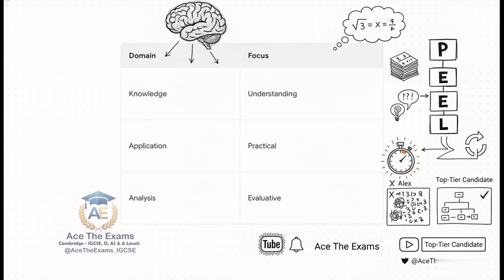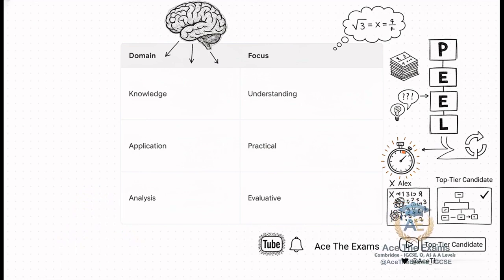Let's test this. I'm putting 30 seconds on the clock right now. Look at the 2 answers on your screen. Which one correctly follows that PEEL framework we just talked about? Is it the one that just shows the raw calculation, or the one that actually explains the inverse relationship first? Time's ticking. Yep, the second one. That explanation step is exactly where the big marks are hiding.